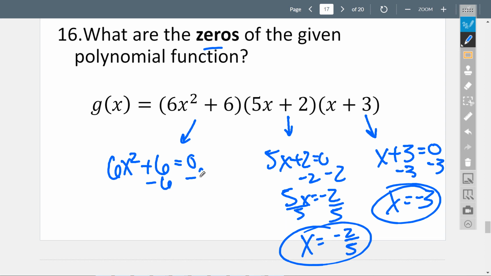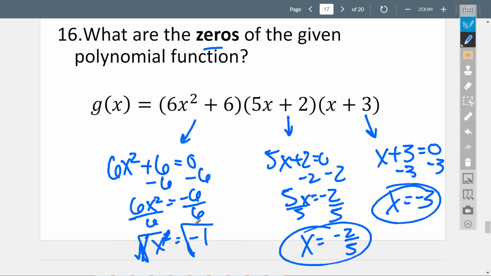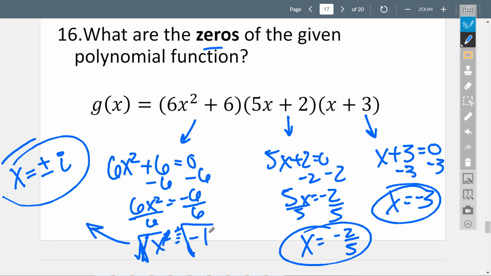And then this one, minus 6. 6x squared equals negative 6. Divide by 6. X squared equals negative 1. Square root both sides to get rid of the square. That gives us plus or minus. So x is equal to plus and minus i, because the square root of negative 1 is just i. So there's our four solutions, negative 3, negative 2 over 5, positive i, and negative i.